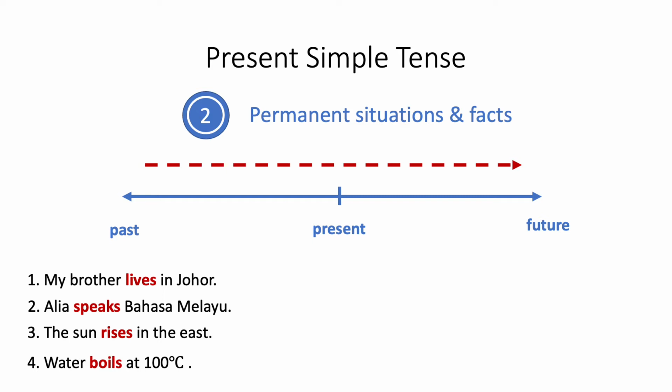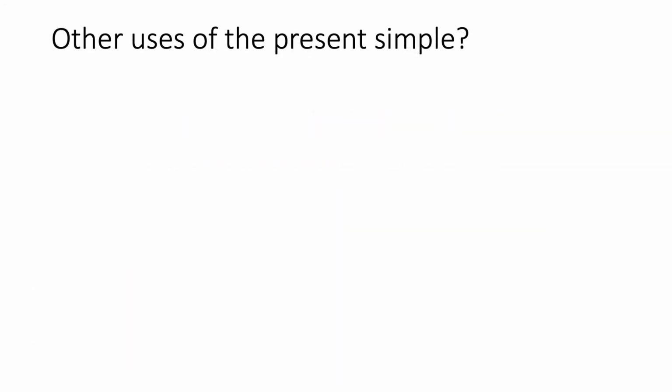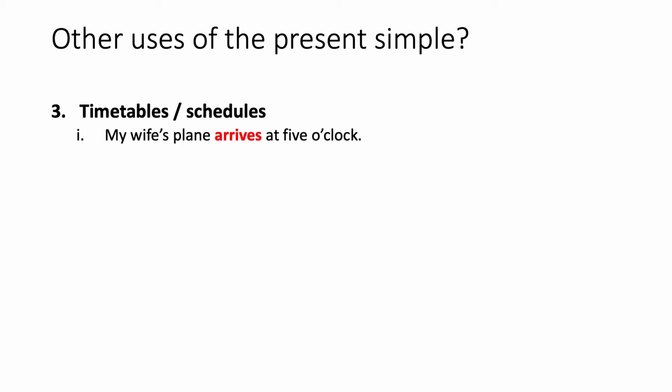Now, what are other uses? Now, the third use of the present simple is for timetables and schedules. For example, I can say my wife's plane arrives at 5 o'clock. Now, I already know that this is going to happen at a specific time in the future, so it is in a schedule. In Bahasa Melayu, a schedule means jadual. So we can use the present simple.